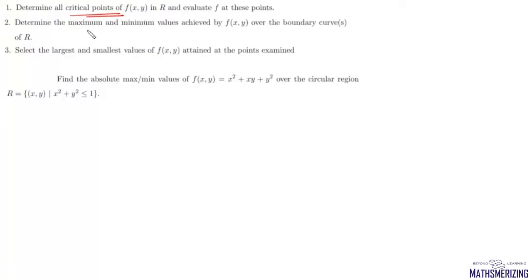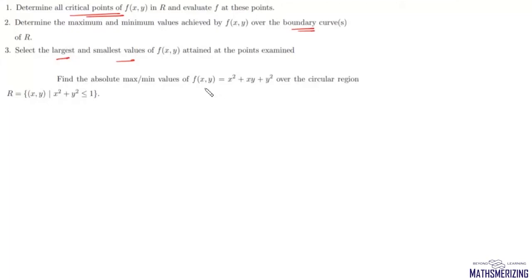Second, we'll find the maximum and minimum value of this function over the given boundary curve. And third, once we have all these points, we'll put the value of these points in the function, and we'll select the largest and smallest value of this function. Whichever value is the highest, that's your absolute maximum value, and whichever value is lowest will be absolute minimum.